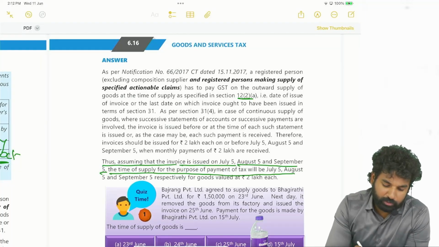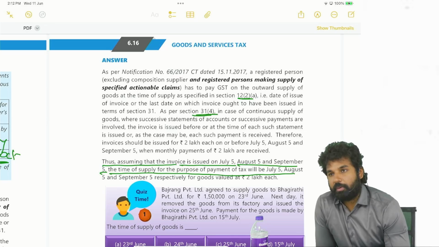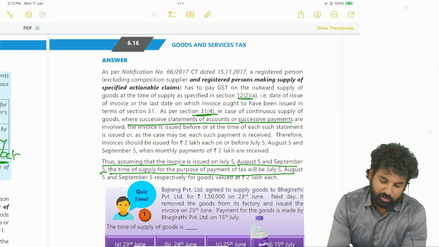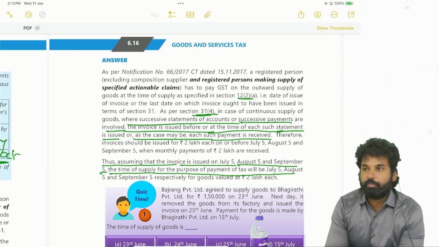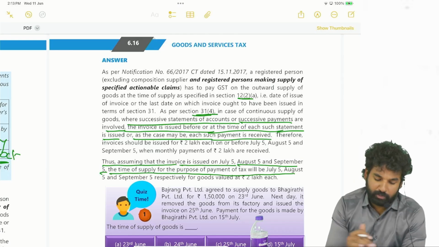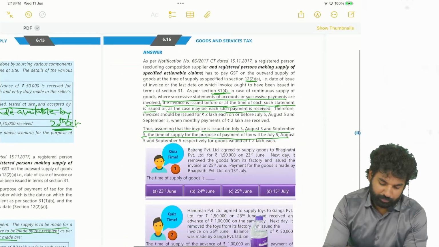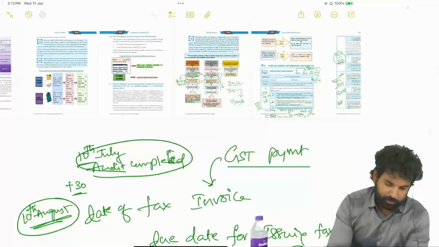And for the invoice, section 31, subsection 4, continuous supply of goods. Where successive statements of accounts or successive payments are involved, the invoice is issued before or at the time of each such statement being issued, or as the case may be, each such payment being received. Okay, so the payment date is mentioned here. On or before the date of such payment, invoice has to be issued. Right, next illustration.